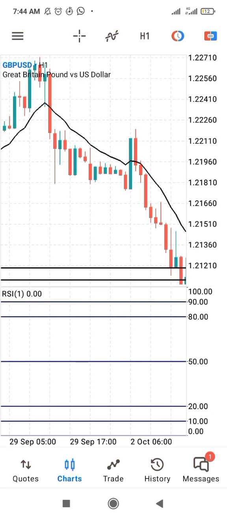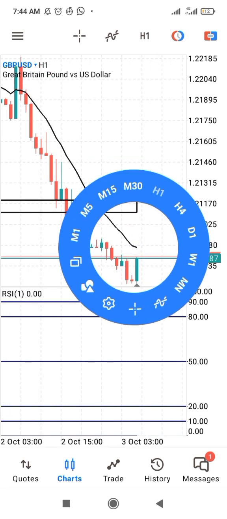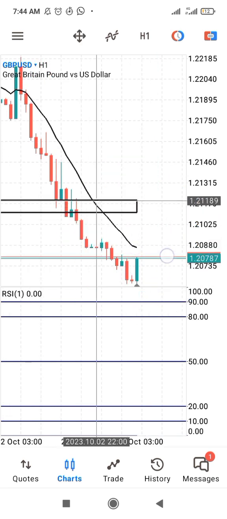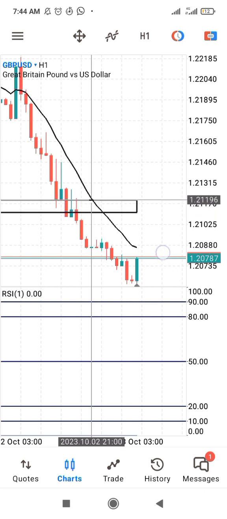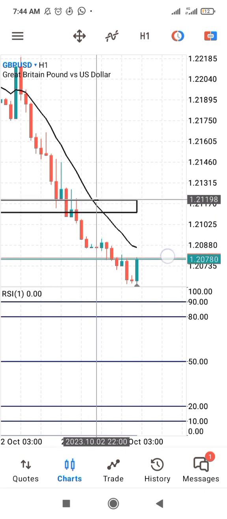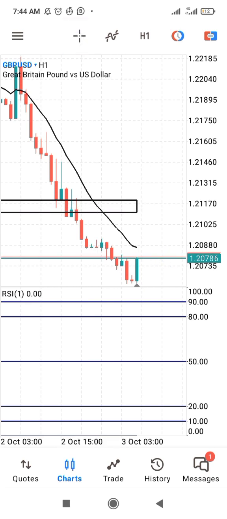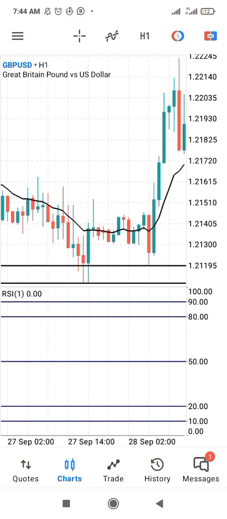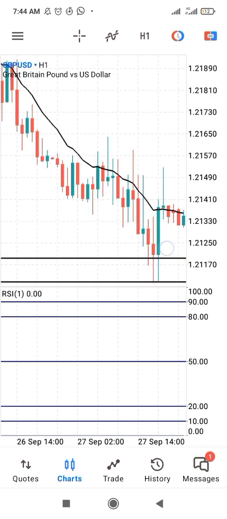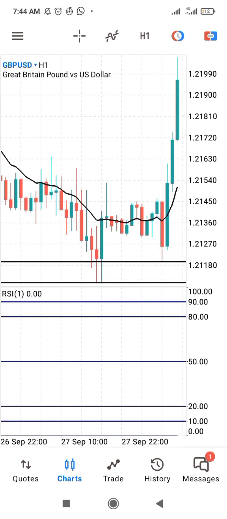So now look at this. I have drawn my demand and supply rectangle, which is this black rectangle here. So how did I get that? If you check, this is like a resistance area.